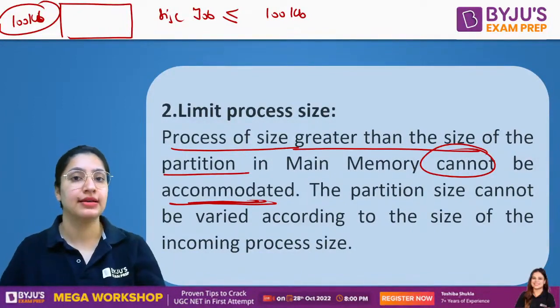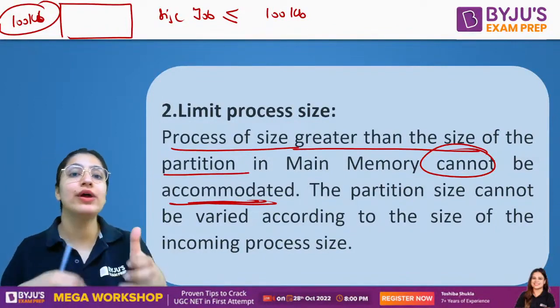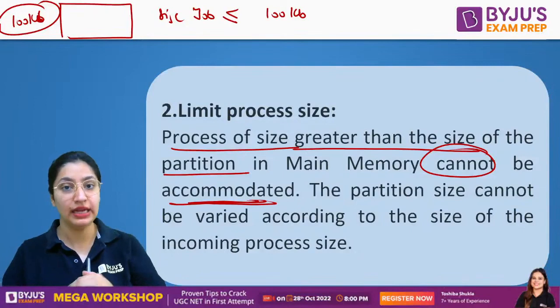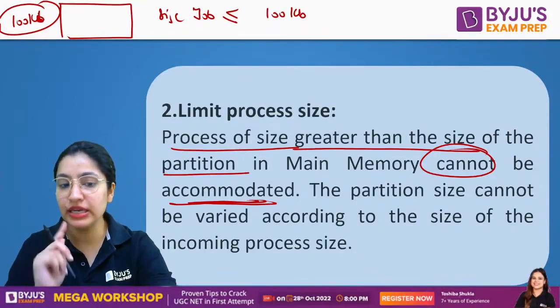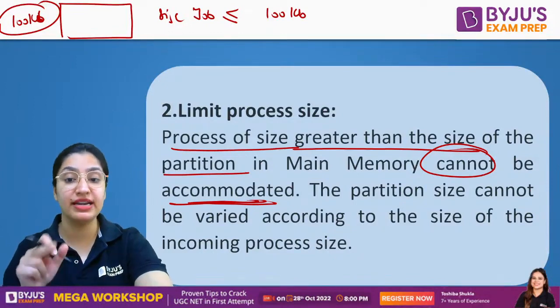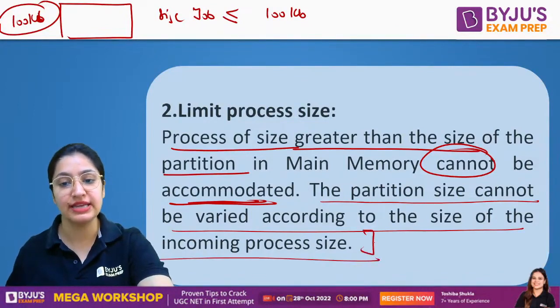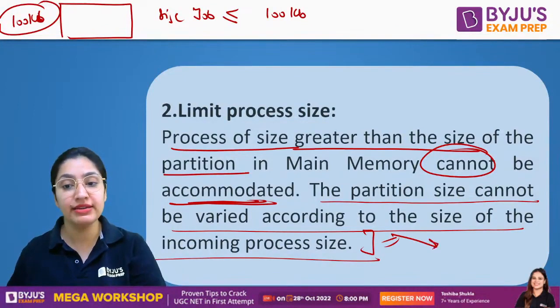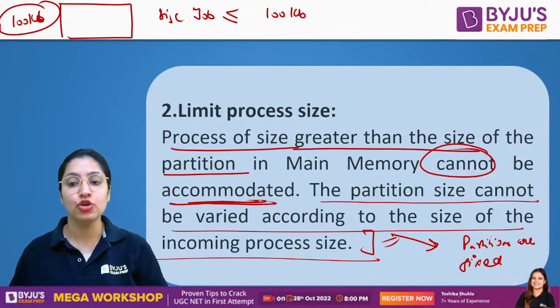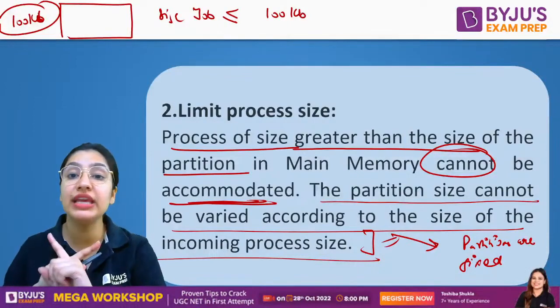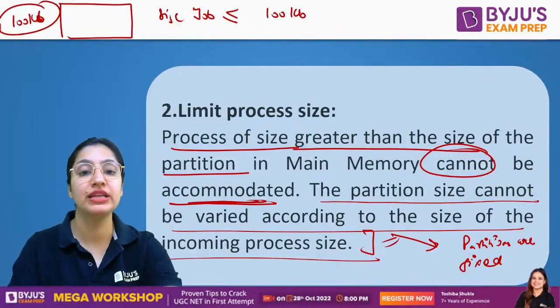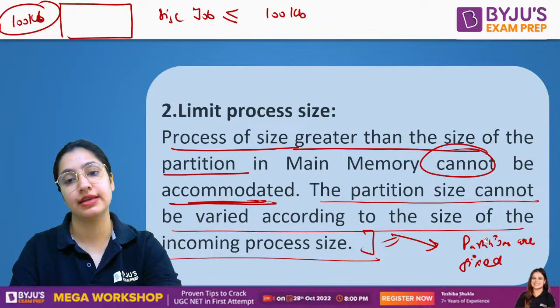So here the partitions are fixed, they cannot get changed, so job has to adjust itself according to the partitions, hai na, job ko adjustment karni hai, partitions adjustment nahi karenge, right, this is one of major disadvantage again, partition size cannot be varied according to the size of the incoming process size. Because partitions are fixed, that is why we initially started with the word fixed partitions, so definitely this is again a disadvantage existing.